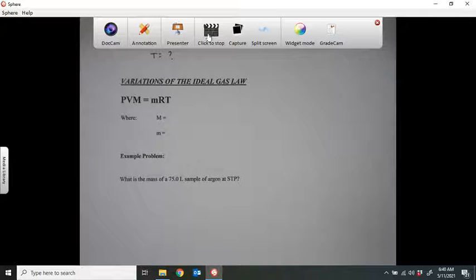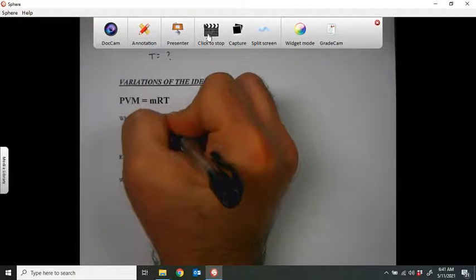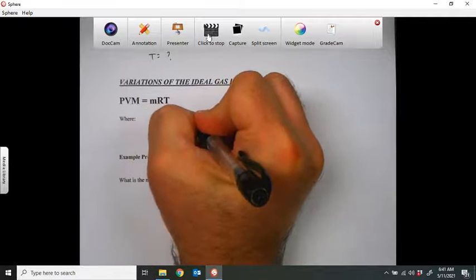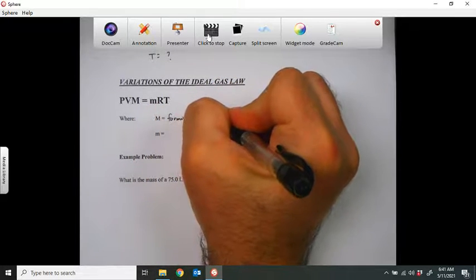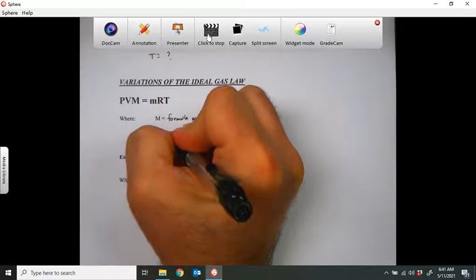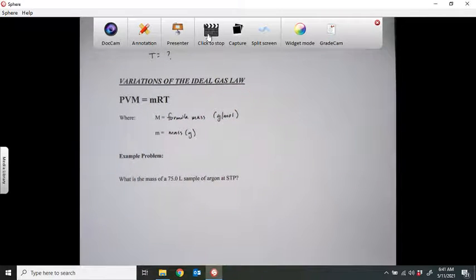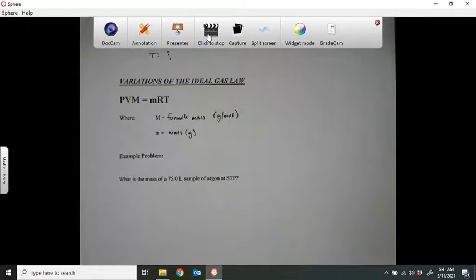The first one we're going to look at is formula mass, and formula mass is grams per mole, and we're going to be looking at mass. So in this version, instead of having our moles, we're going to have a mass and a formula mass. We might not know how many moles we have, but we know what the substance is and how many grams we have. So a capital M is going to stand for our formula mass in grams per mole, and little m is going to stand for mass in grams. Everything else is the same: R is the same, temperature, pressure, volume.